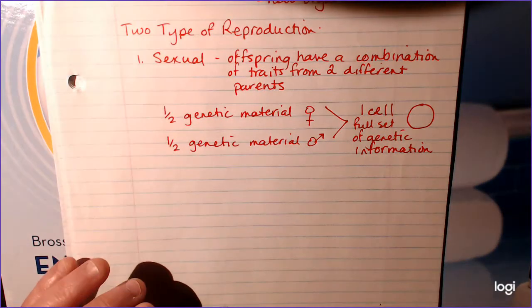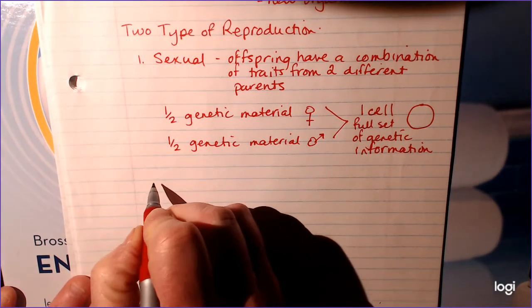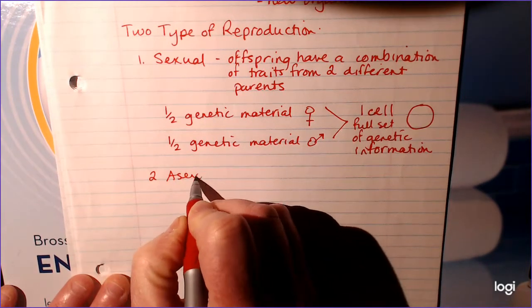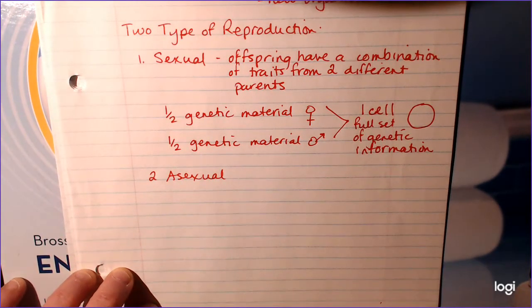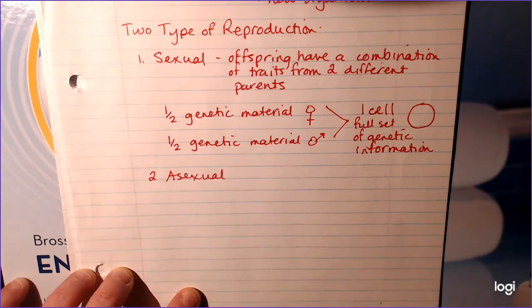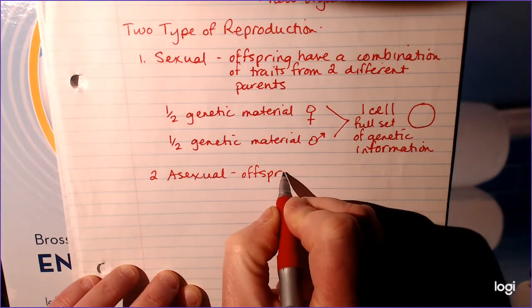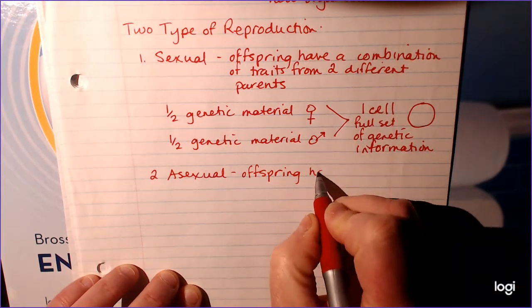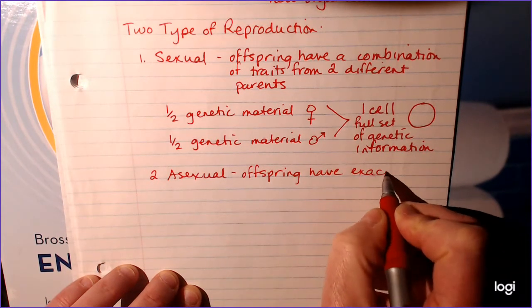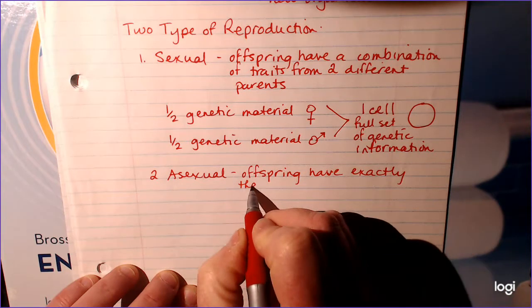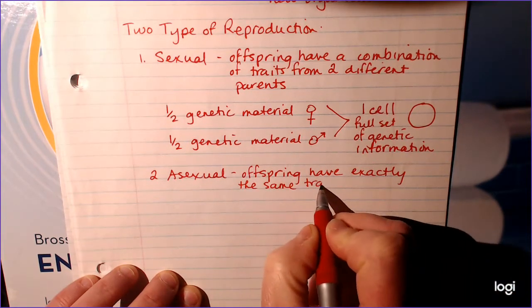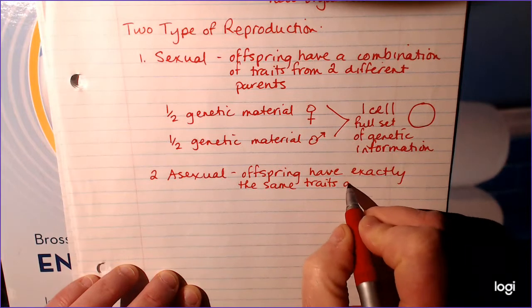So, the next type of reproduction is our asexual reproduction. In asexual reproduction, what we have is an offspring that has exactly the same traits as the parent cell. A lot of times we call it the mother cell, but I like to just say the parent cell because it's a little bit more inclusive. So the offspring here in asexual reproduction have exactly the same traits as the parent cell.